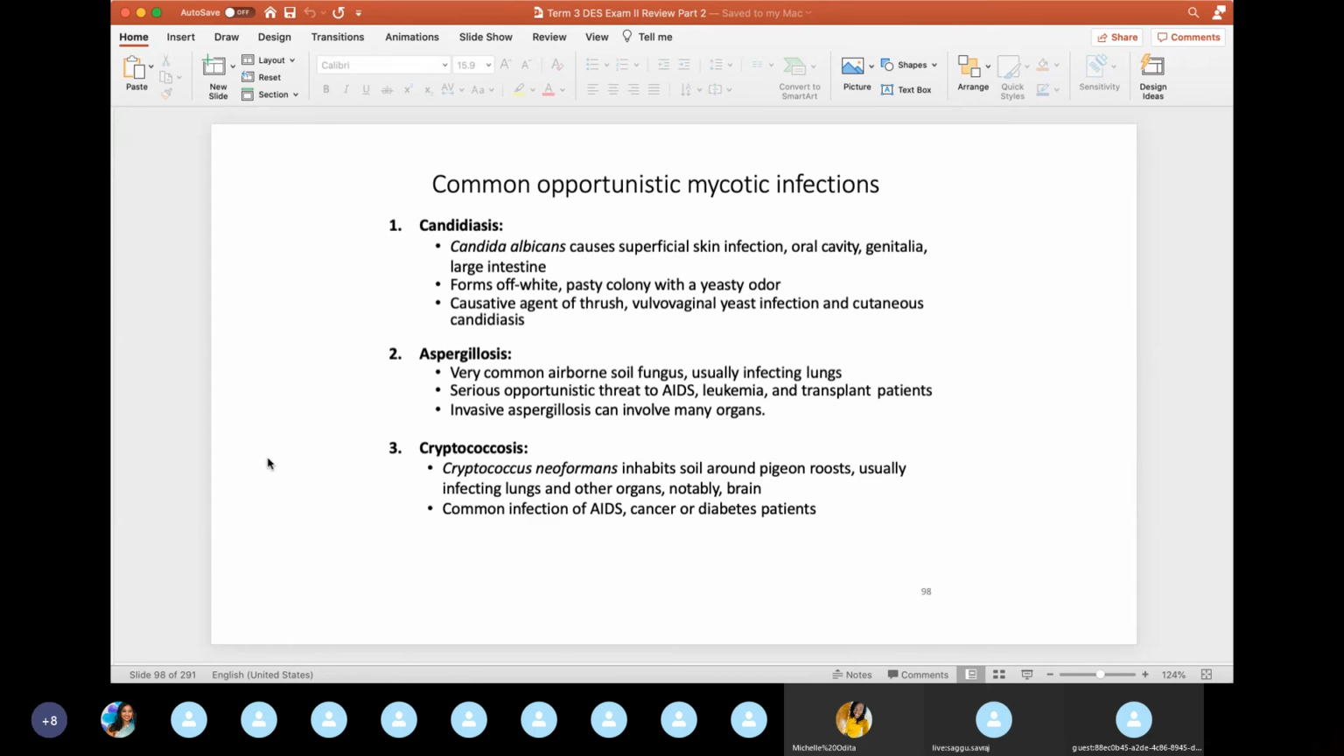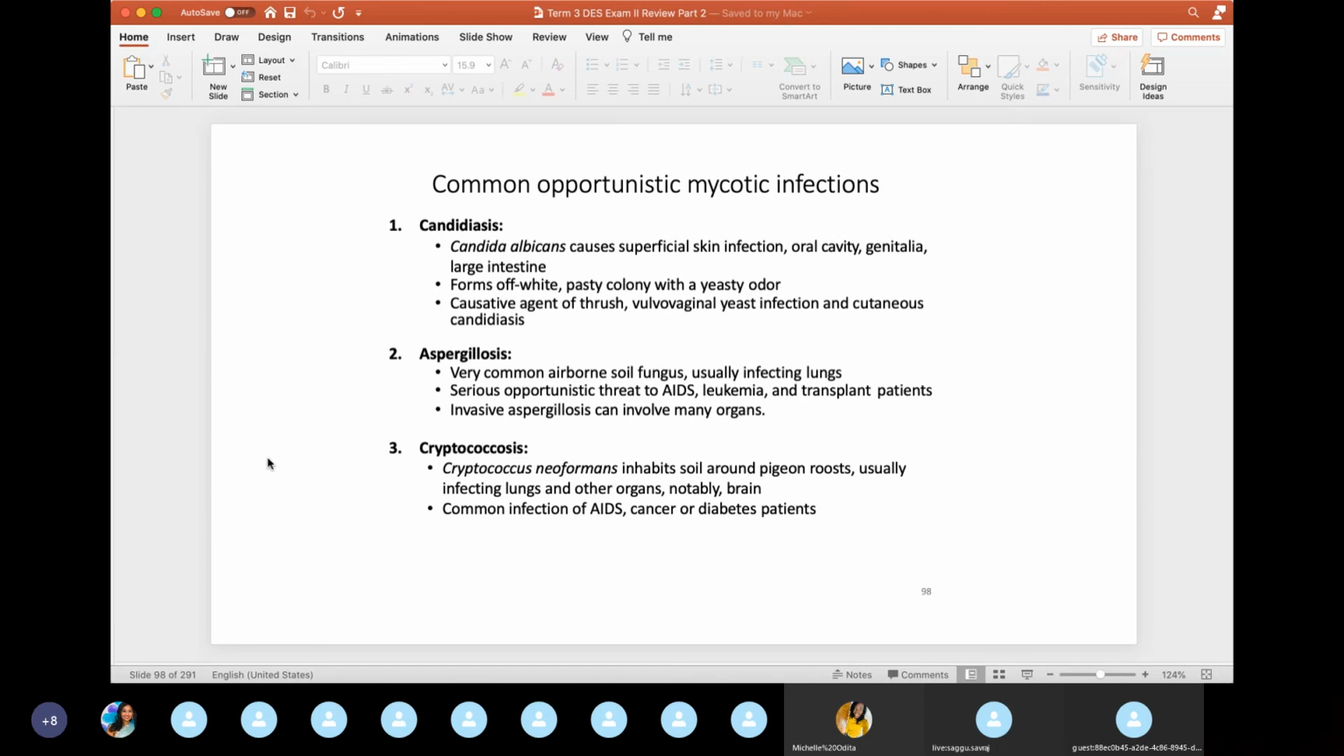Aspergillosis, a common airborne soil fungus, most common in immunocompromised individuals. Next term, we're going to learn about ABPA. Cryptococcus neoformans, most commonly found where? Pigeon roost. Usually infects the lungs, most common infection in immunocompromised patients.